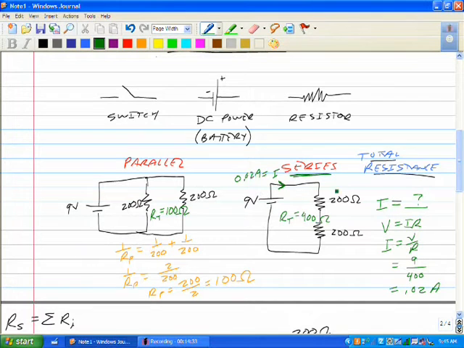Now, what though is the current through the first 200 ohm resistor? Divided by 200? Good guess, but no.